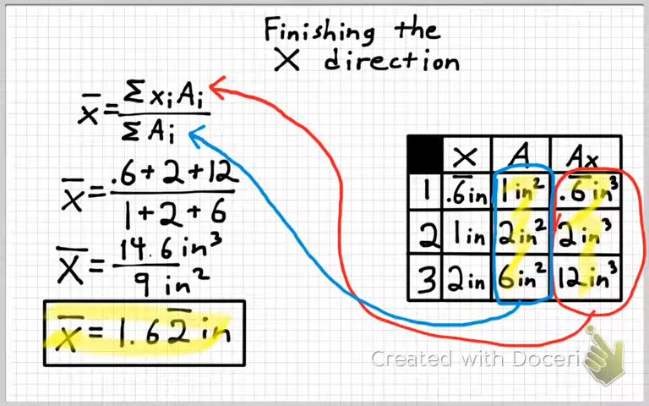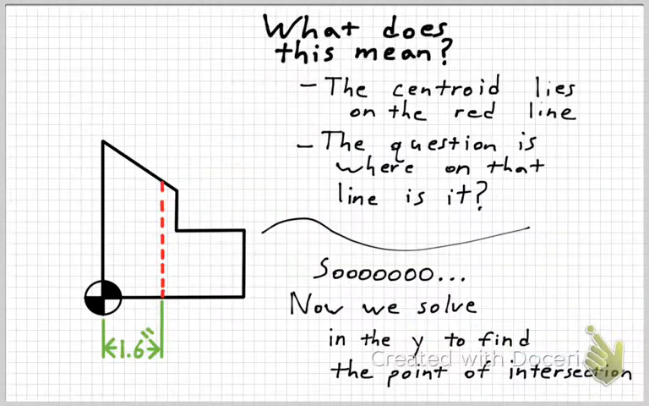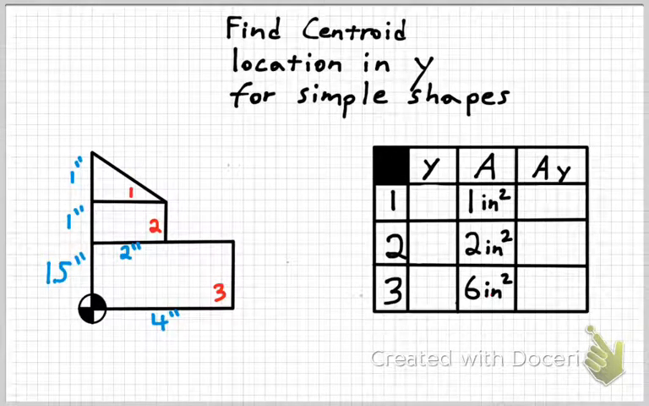What does that mean, though? Well, what that tells us is that on our original shape, on the whole object, our centroid is 1.6 inches away from the origin. So right now it lies somewhere on this line. Not quite sure where in the y yet, but it's somewhere on that line. So now we have to go ahead and find the y. Now, the nice thing here is that our areas are the exact same. The shapes didn't change, so our areas are the exact same.